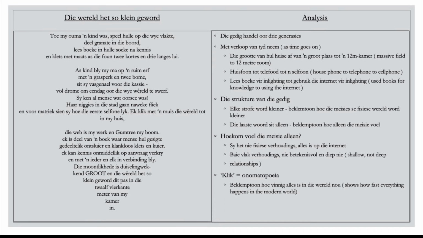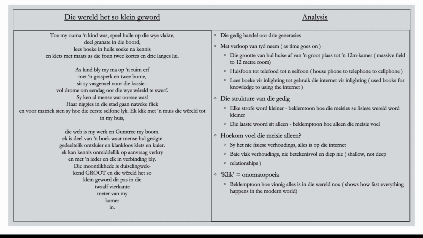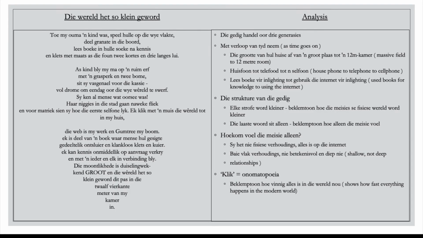Everything is on the internet. They don't have to be fake or superficial, but some of the friends that she has on the internet might not even be people that she's ever met. So in the last line, we can see that the last word is "in". This word is standing by itself because it's trying to say how the speaker feels. She feels like she's standing by herself and she's alone.